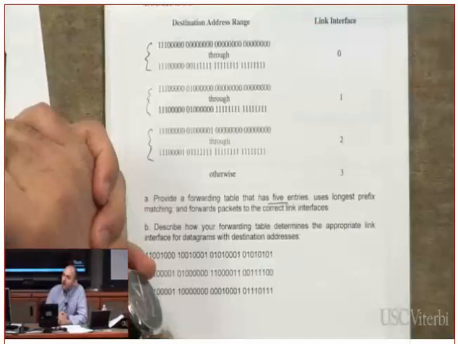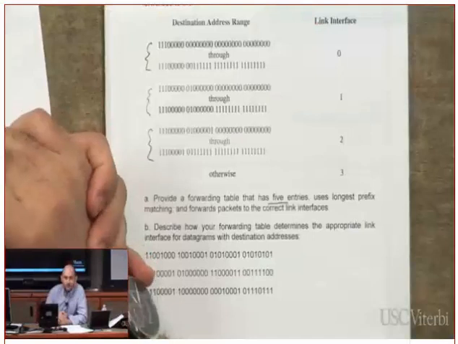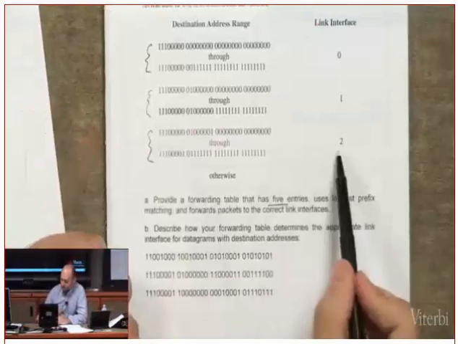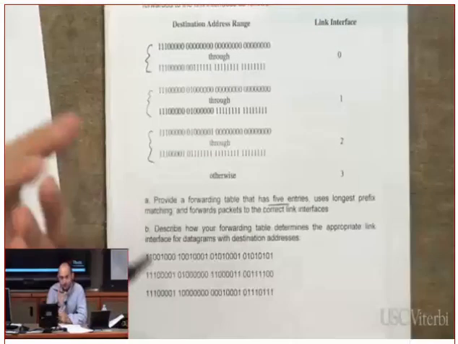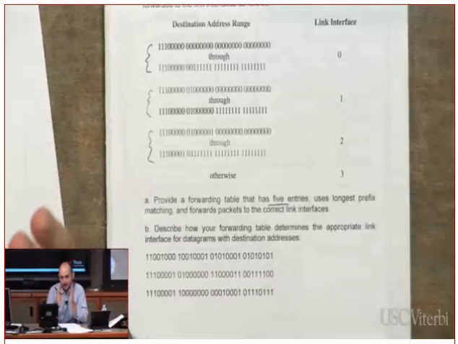Have we specified everything now accurately? I think we have, right? And then we can have another rule that says otherwise, 3. Okay. So how many entries do we have? 1, 2, 3, 4, 5, and that's all we need. You can come up with some other breakdown, but longest prefix matching helps us here.